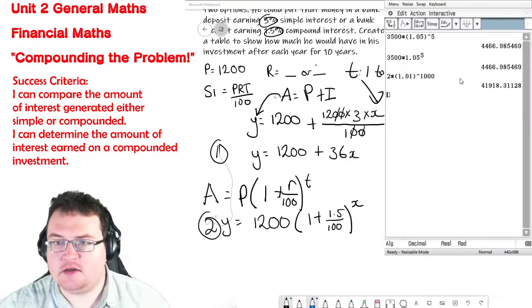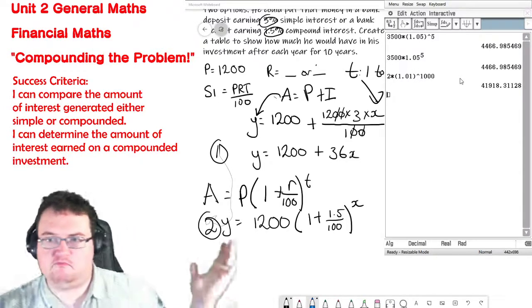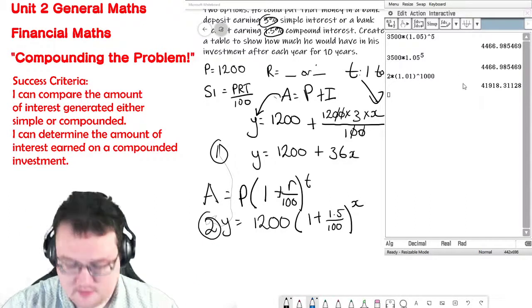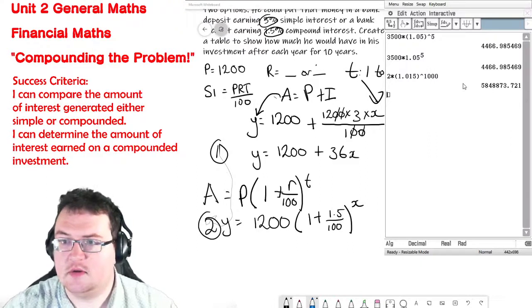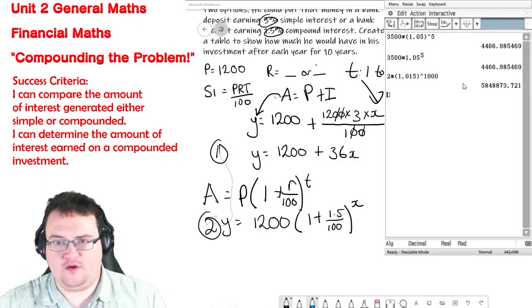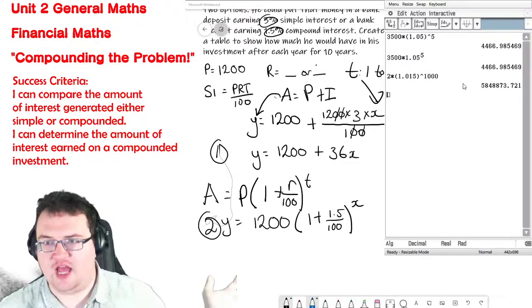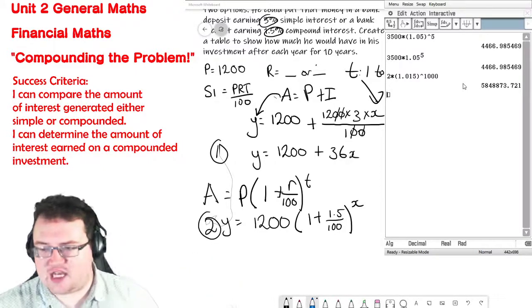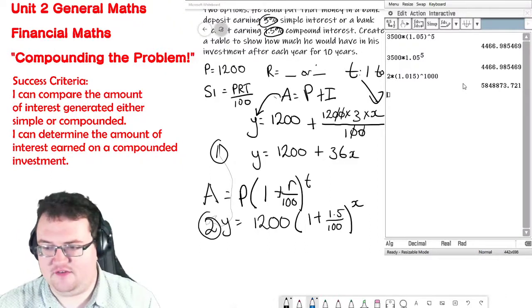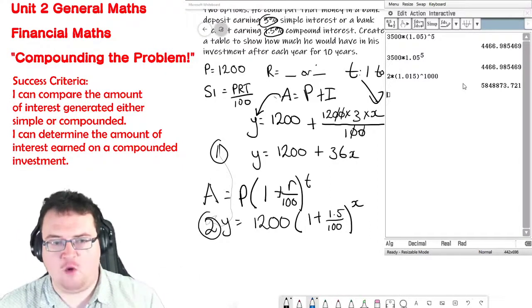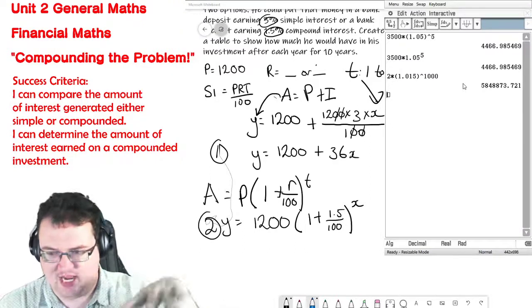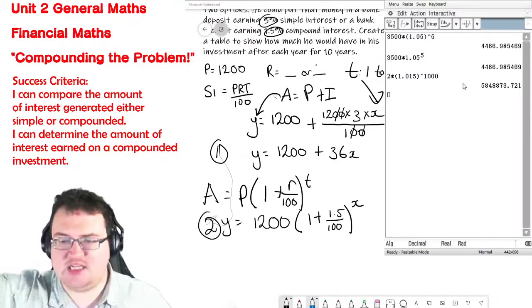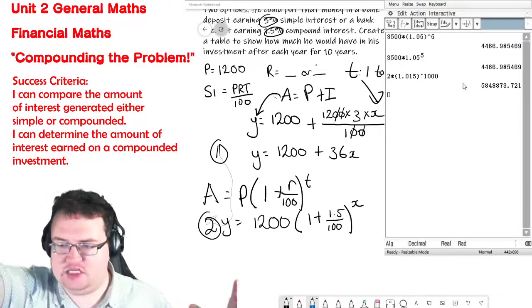At 1%, it's $41,000. Even at 1.5%, you're still looking at $5.8 million. So compound interest can get ridiculously out of hand the longer it's left in there. However, that is why they offer it to you at a lower starting rate, because it takes decades for the compound interest to catch up to the simple interest.